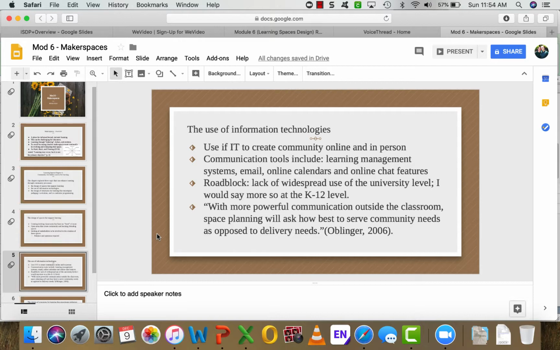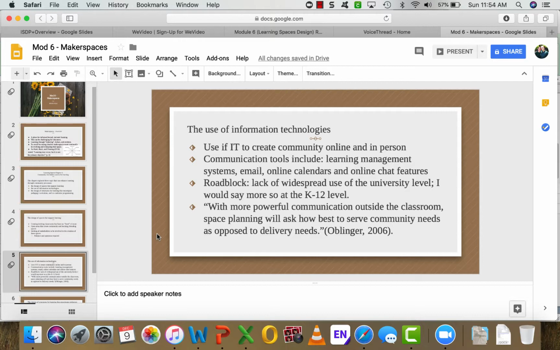They talked about the roadblocks of lack of widespread use. My students have one-to-one devices on campus, but I teach in a low socioeconomic area in which many of my students don't necessarily have access outside of school hours. So while this is really great for students within the campus walls, once they leave school, it doesn't have as much of a lasting benefit, I think.